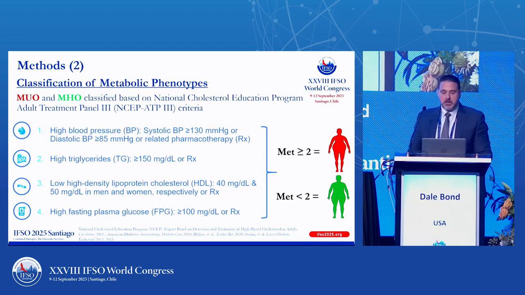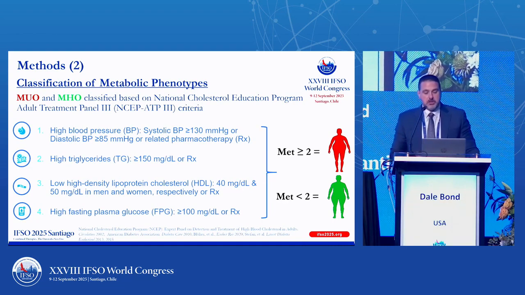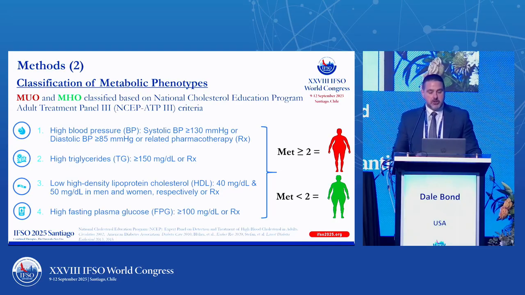To classify the metabolic phenotypes, we used the National Cholesterol Education Program Adult Treatment Panel 3 criteria. And so patients who had at least 2 of these criteria were classified as unhealthy. Those who had less were classified as healthy.